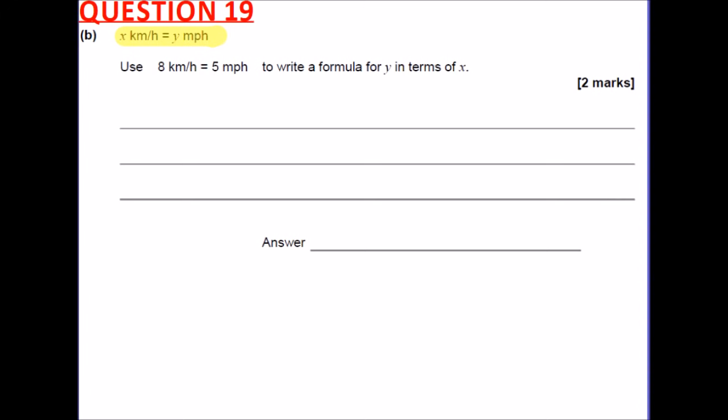Question 19. Use x kilometers per hour equals y miles per hour. So we're told that when it's 8 kilometers per hour, that's the same as 5 miles per hour. And we want a formula for y in terms of x. So what it's saying to us here is that y is the value in miles per hour, and x is a value in kilometers per hour. And because we want a formula for y in terms of x, what that means is we want an answer in the form y equals a number, or y equals something relating to x at least.